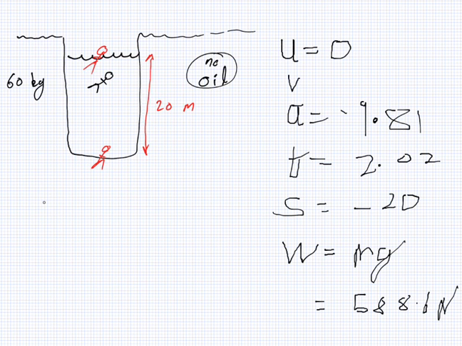Now, it takes 3 seconds, so is the A the same? No, it's different. So can you calculate the new A? You can use U. What's the T now? I said it's 3 instead of this. Can you tell me what the A is? So U is 0, T is 3, and S is minus 20. Give me the A. It should be less than 9.81.